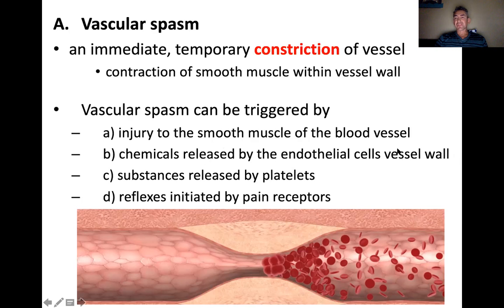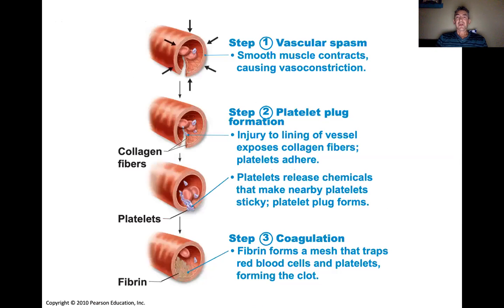Chemicals are released by the endothelial cells of the vessel wall. We'll talk about those. Then platelet factors, and then just reflexes. Anytime you have pain, it causes that reflexive spasm. So step one, there's the spasm, right? Two is a little bit more elaborate. Two is going to take a lot more biochemical processes, a lot more chemical reactions to generate that plug. They make it seem very simplistic here. It is kind of involved. There's a lot of stuff going on. And then lastly, three is the coagulatory process. I'll address these in the video. I think it'll do a lot. It'll show it easier than just trying to look at a static image here.